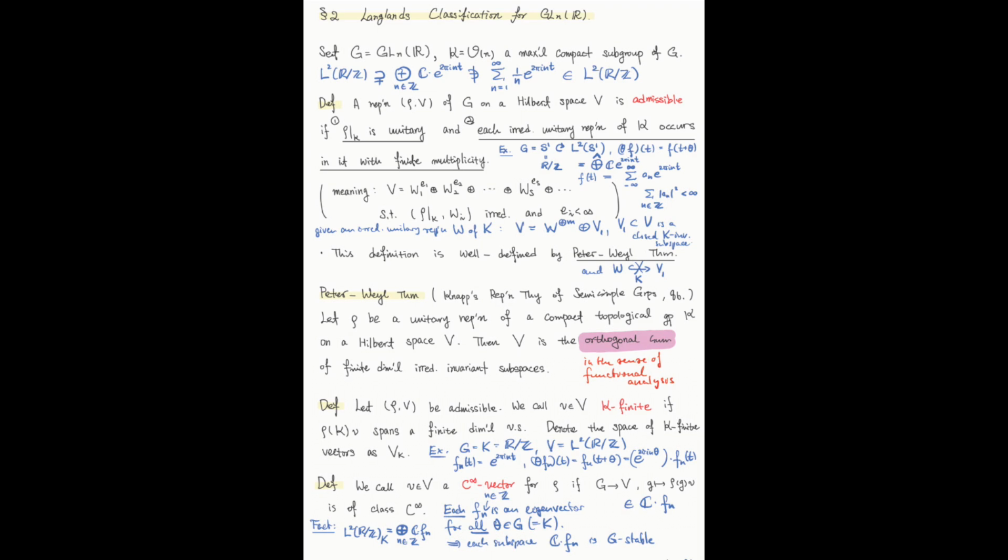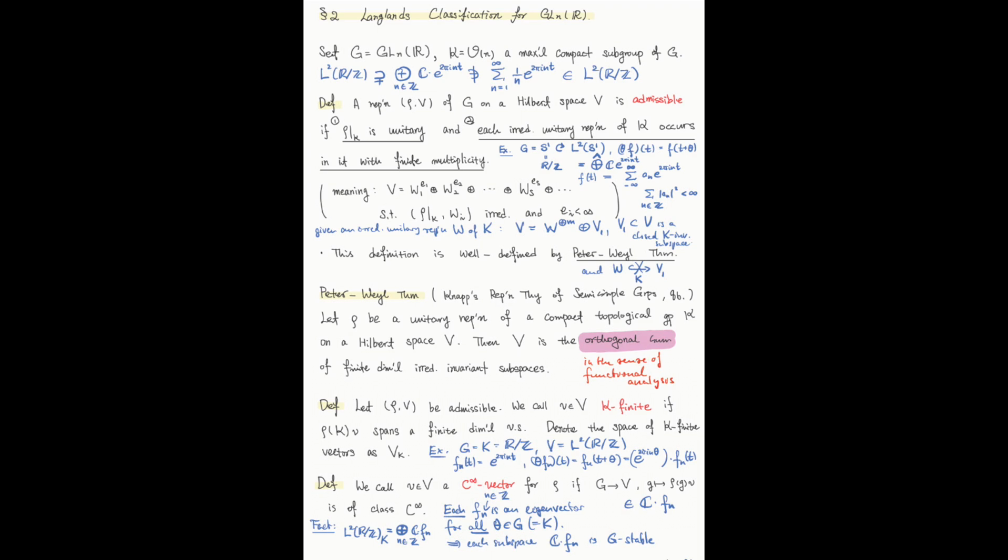So every one of those functions f_n is a so-called eigenfunction. It's an eigenvector for every group element, and the eigenvalue for the group element θ is exactly e^(2πinθ). So in this example, this is really a good example. I don't want to praise myself, but it's a good example.